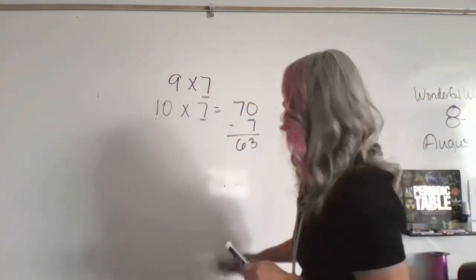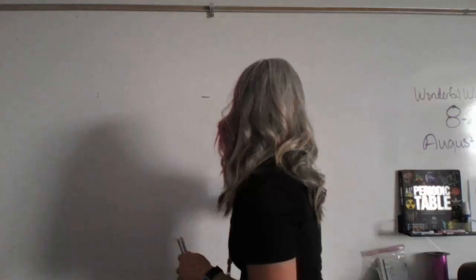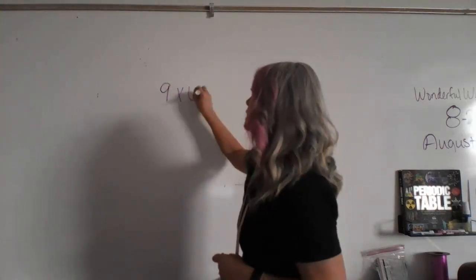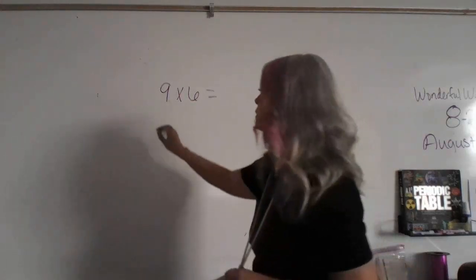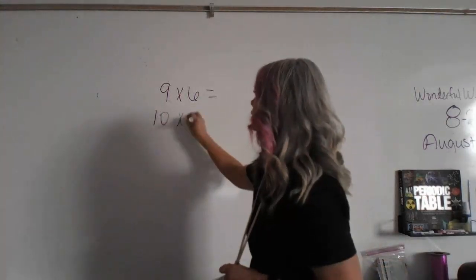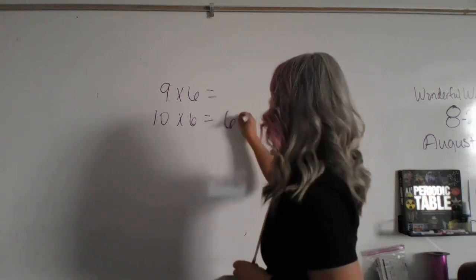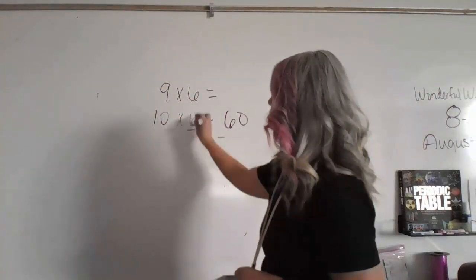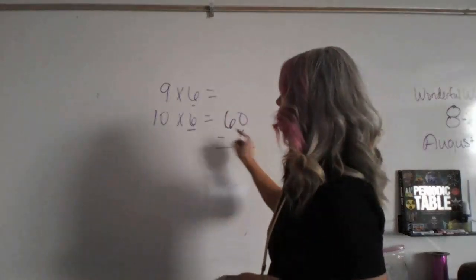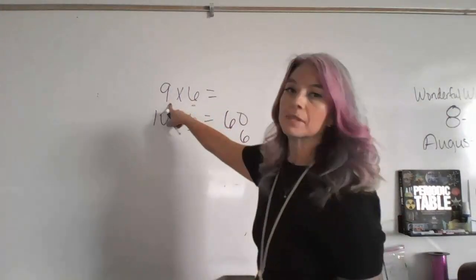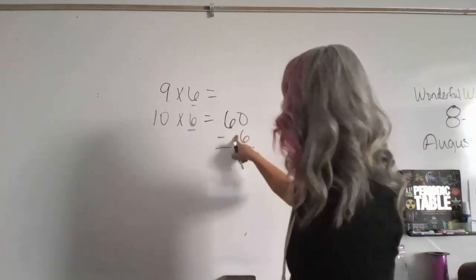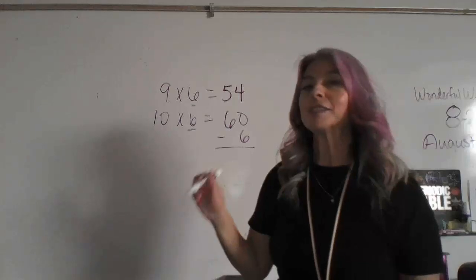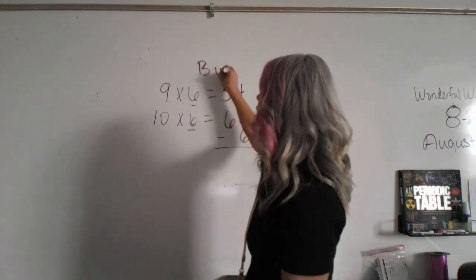I'll do another one with you. Let's do 9 times 6. I'm going to say 10 times 6 is 60, and I'm going to build down. That means I'm going to subtract 6. I'm always subtracting the number I'm multiplying by 9. So I subtract 6, and that gives me 54. So this is called the build down.